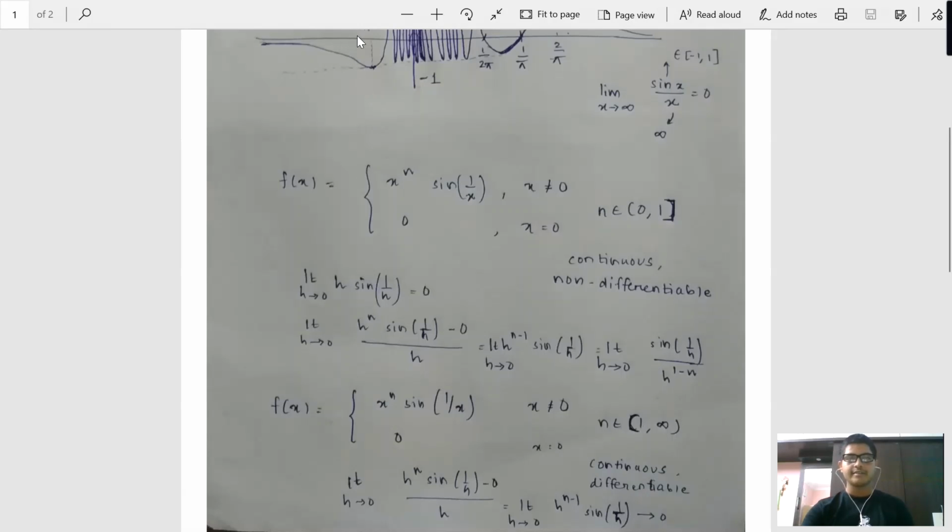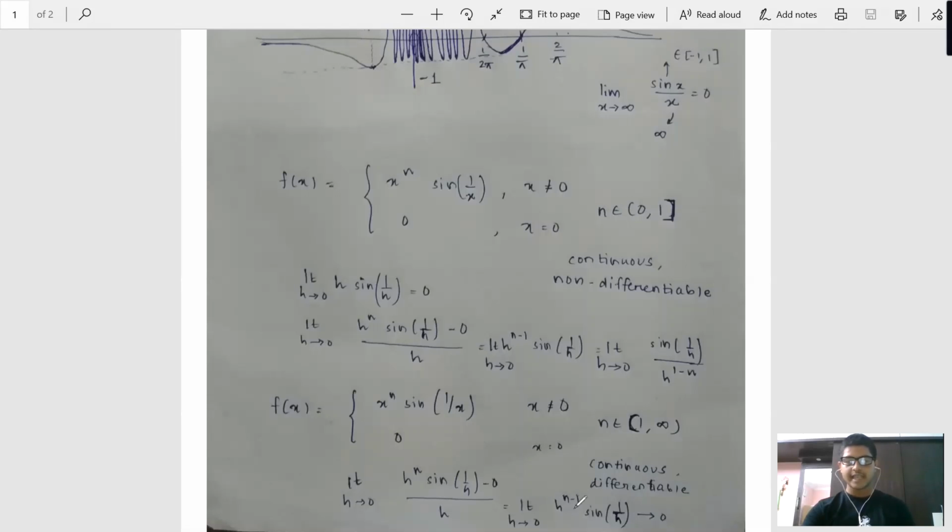But how is it differentiable? So what we have to do is take h^n sin(1/h). So [f(h) - f(0)]/(h - 0), limit h tends to 0. So this is f(h), h^n sin(1/h), and where n is greater than 1, it simplifies to limit h tends to 0, h^(n-1) sin(1/h).